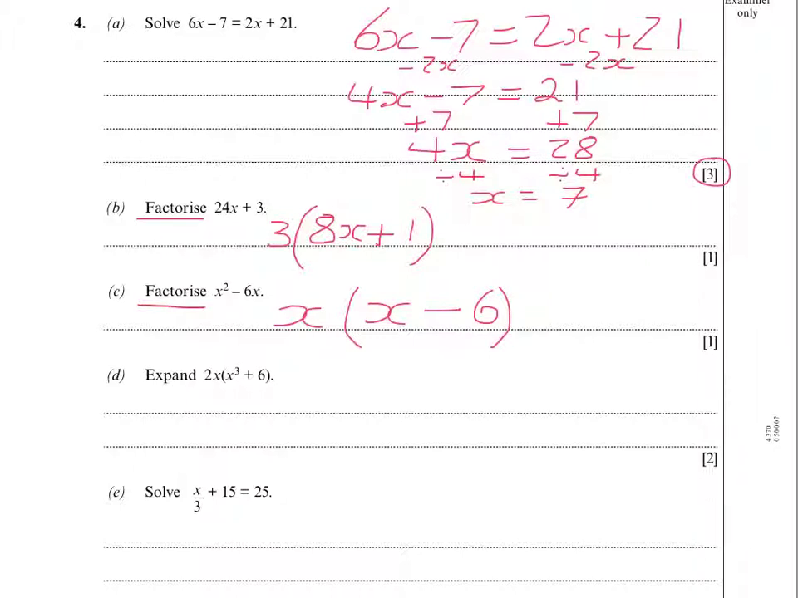Remember, we can check by expanding our brackets if we're unsure. So x times x is x squared, and x times a minus 6 is minus 6x, which is what we wanted.